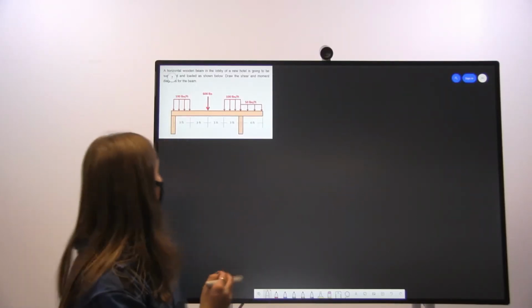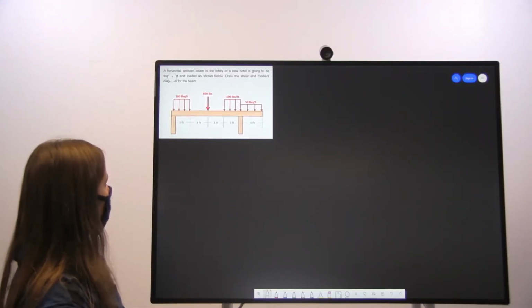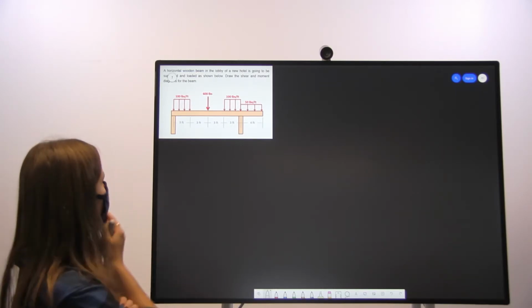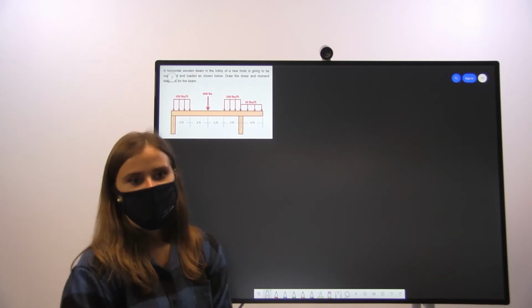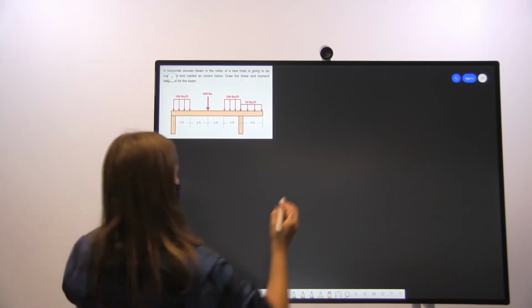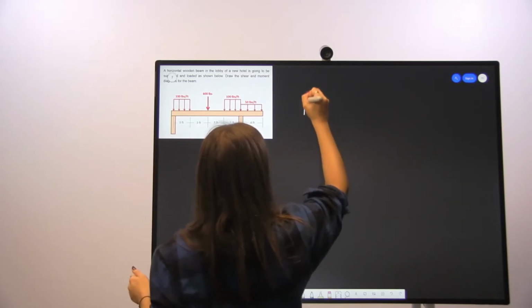Okay, so for our next equation, we have the horizontal wooden beam in the lobby of a new hotel is going to be supported and loaded as shown below. Draw the shear and moment diagrams for the beam. So first step, draw a free body diagram. It's always our good starting point.